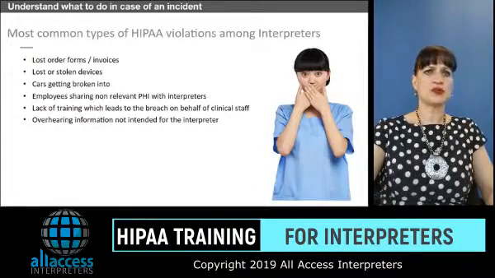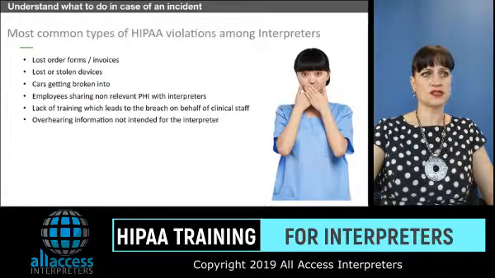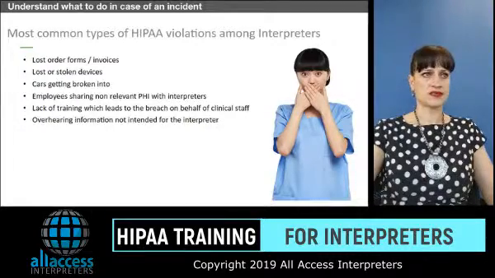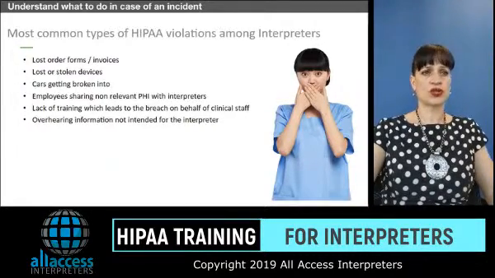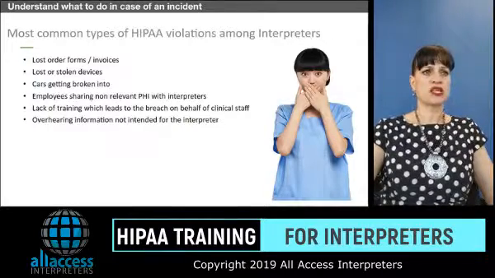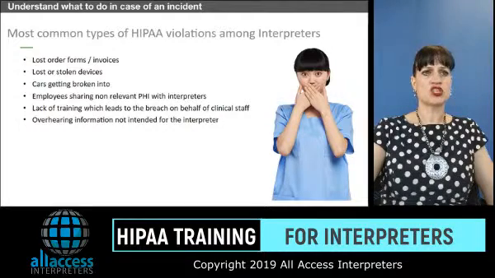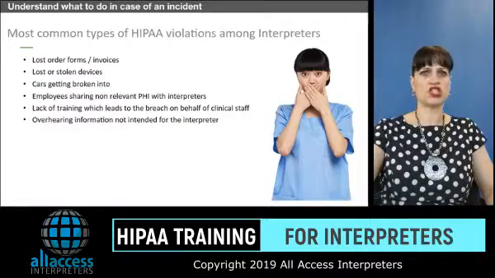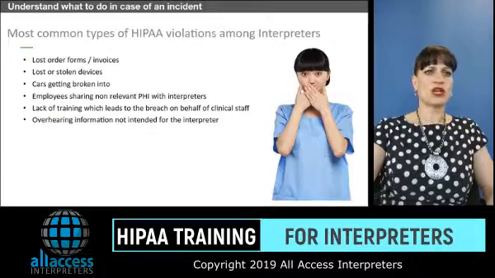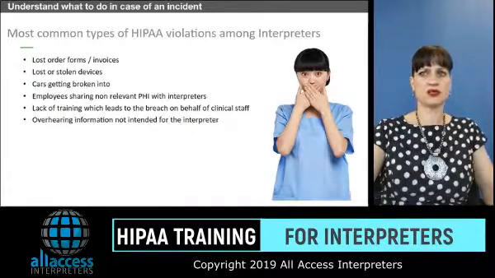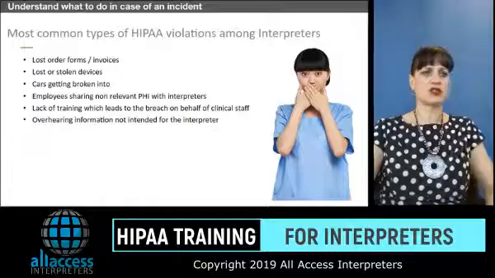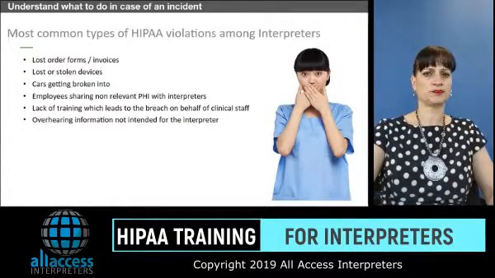Some of the most common types of HIPAA violations among interpreters would be lost order forms or invoices, lost or stolen devices, cars getting broken into, employees sharing non-relevant PHI with interpreters, lack of training which leads to the breach on behalf of the clinical staff, so they tell you too much information even though you're not interpreting at the time, and overhearing information not intended for the interpreter. So if you overhear information, just make sure that you keep it confidential.